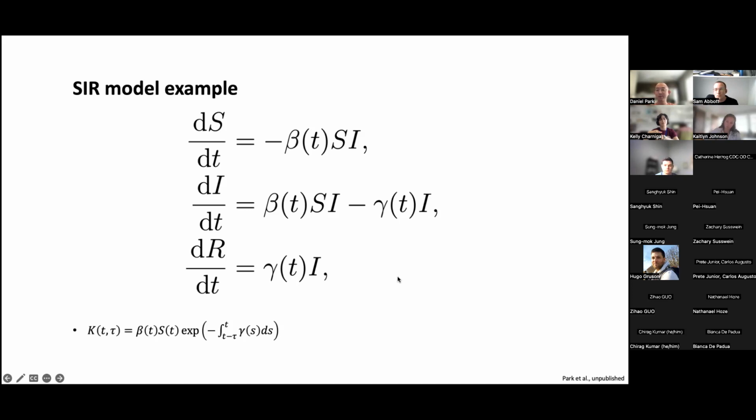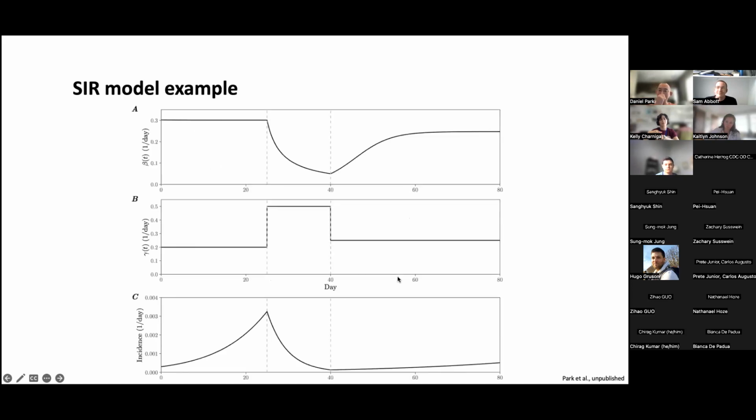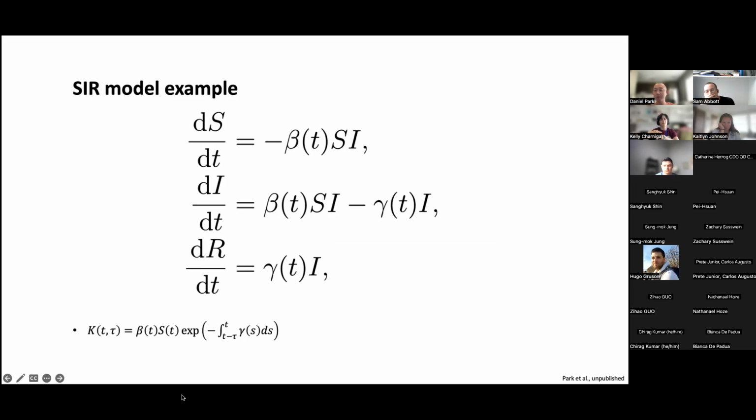Don't worry about the kernel. But now imagine a case. A is showing a hypothetical change in beta. Now, something interesting: a change in beta is only going to affect how transmissible you are. It's not going to affect your underlying time scale of infection. If there's a lockdown, you're going to transmit less, but your gamma is still staying the same. If you lift the lockdown, you're transmitting more, but your gamma is staying the same.